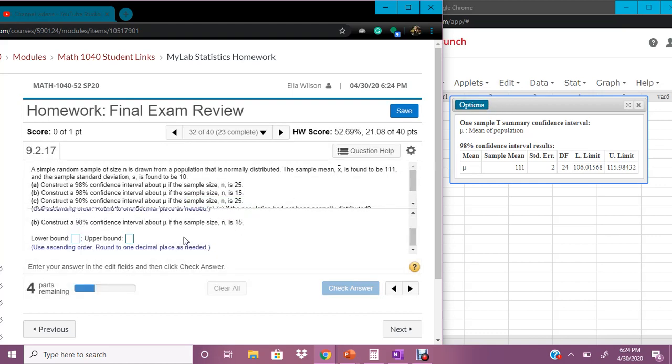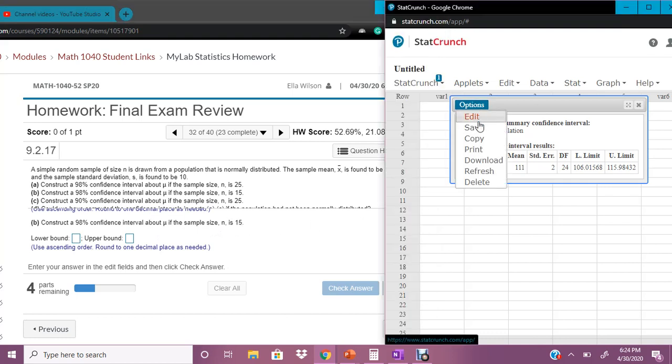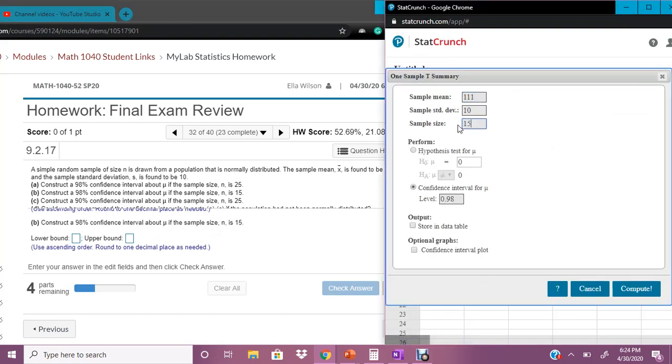Now we're going to do the same thing, except now our n is 15. So I like to go to options, edit, and just change this to 15. And it's still a 98% confidence interval.